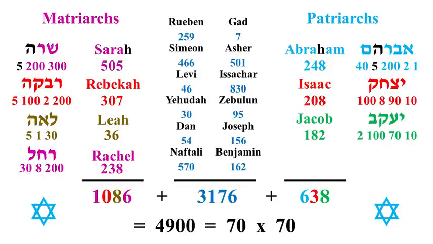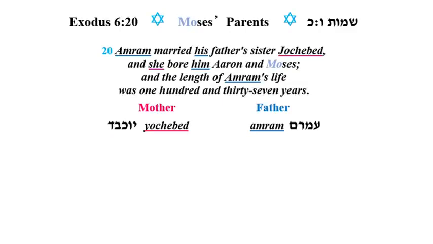Let's jump ahead. Exodus 6, verse 20. It says, Amram married his father's sister Jochebed, and she bore him Aaron and Moses. And the length of Amram's life was 137 years. We've talked about, if you've watched our math video, math part 1, that 137 is God's special number, it shows up everywhere. But there's Amram's age, 137. And notice that Amram begins with an Ayin. Ayin, Mem, Resh, Mem.